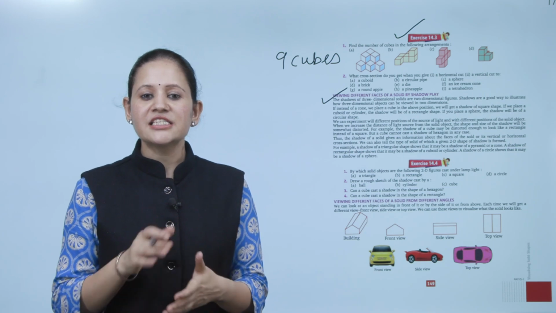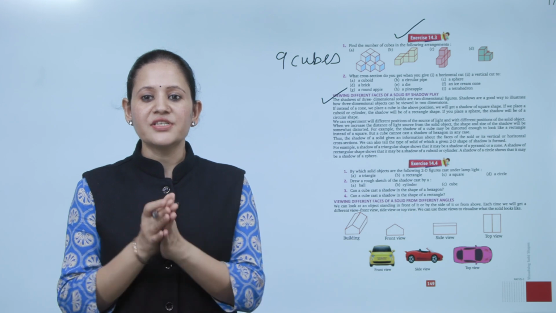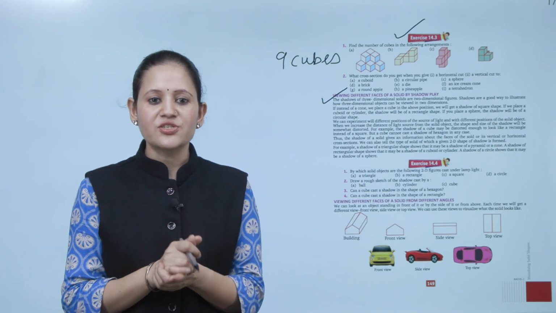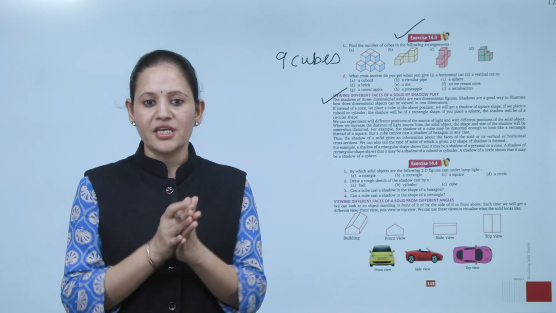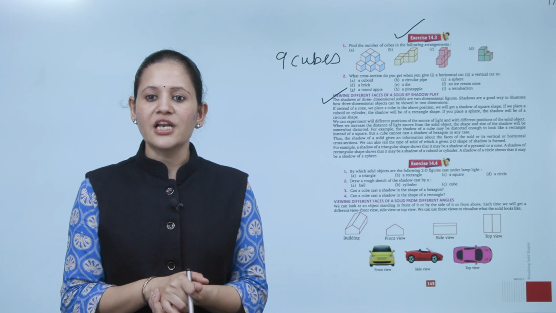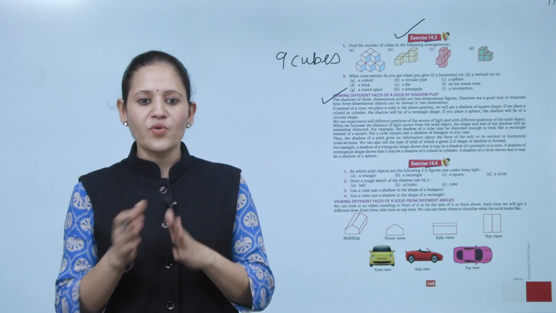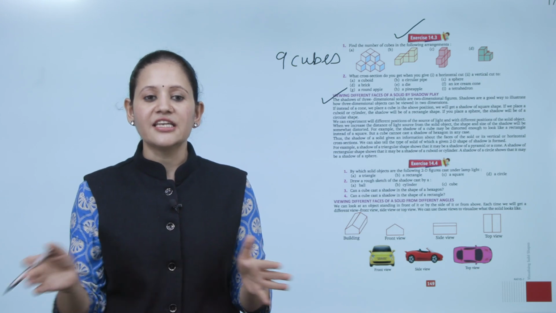We can experiment with different positions of the source of light and different positions of the solid object. When we increase the distance of the light source from the solid object, the shape and size of the shadow will be somewhat distorted. So it depends on how close the source of light is to the object. For example, the shadow of the cube may be distorted enough to look like a rectangle instead of a square. But a cube cannot cast the shadow of a hexagon in any case.